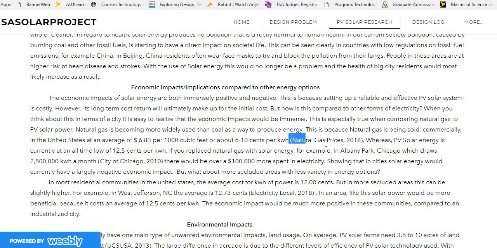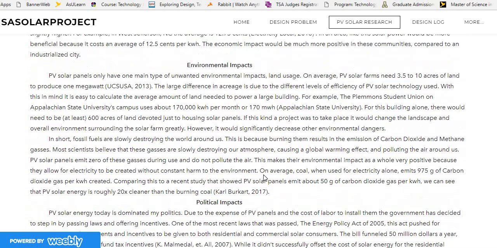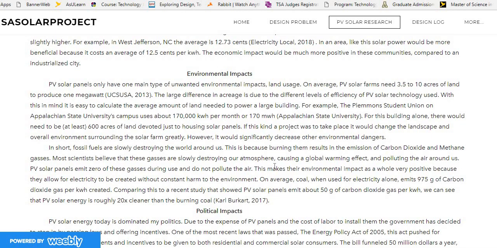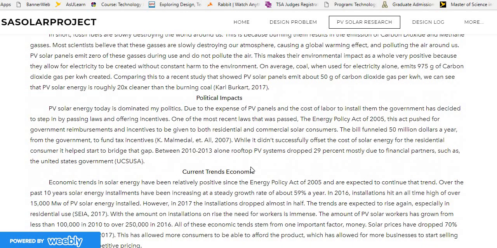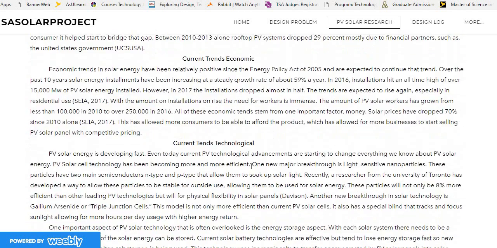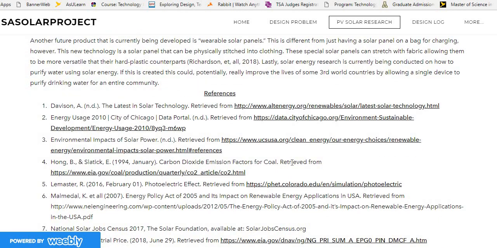Here you can definitely see where I compared it to natural gas in different residential communities and cities. After that, I went into environmental impacts and then political impacts. After that, at the end, I started covering some trends, starting with current trends and then ending with future trends. And at the end is my list of references.